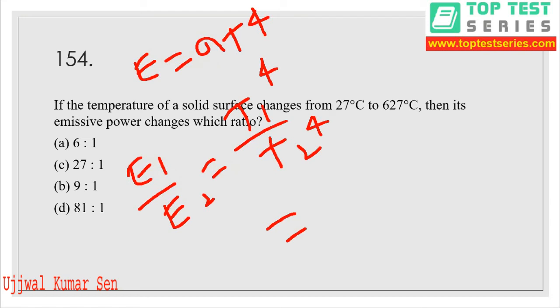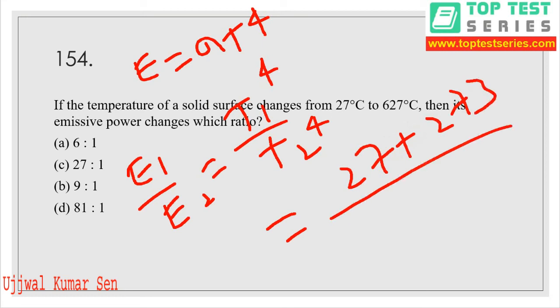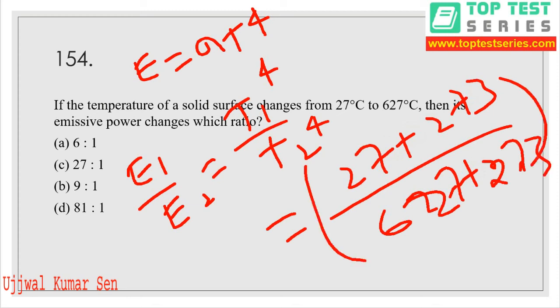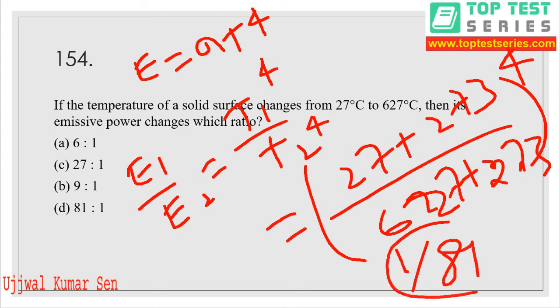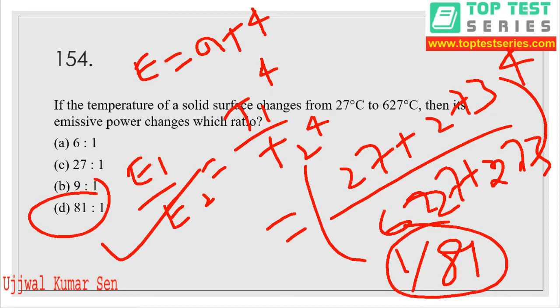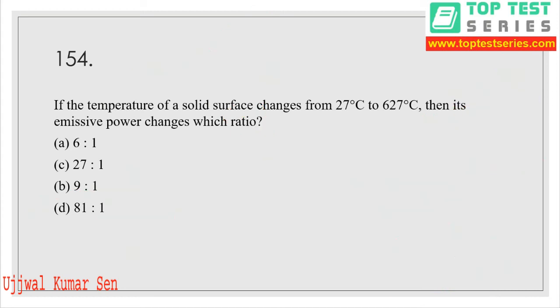So from here we can find the ratio, right? So 27 plus 273 divided by 627 plus 273, and the power would be what, my dear? 4. So what we are getting basically is E1 by E2 equal to 1 by 81. So it is matching with what? Option D, because we can take E2 by E1. So option D is the correct answer for that question.